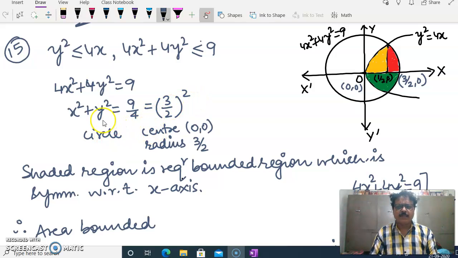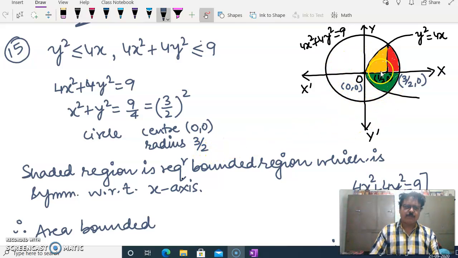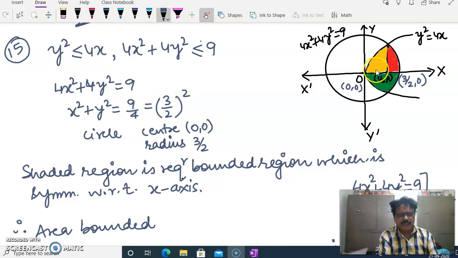Hence it is a circle whose center lies at the origin 0, 0 and whose radius is 3 by 2. So we have drawn the circle as well as the parabola, and the region bounded between these two curves is represented by yellow and red part above the x-axis, which are positive part, and green part which is below the axis. As we know, the shaded region is the required bounded region and it is symmetric with respect to y-axis. Hence, we will find the area above the x-axis and multiply it by 2.